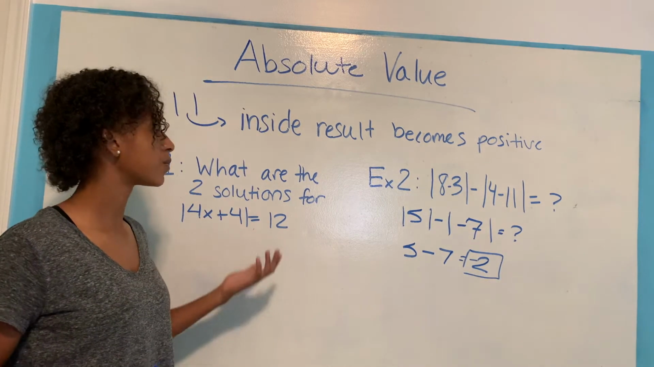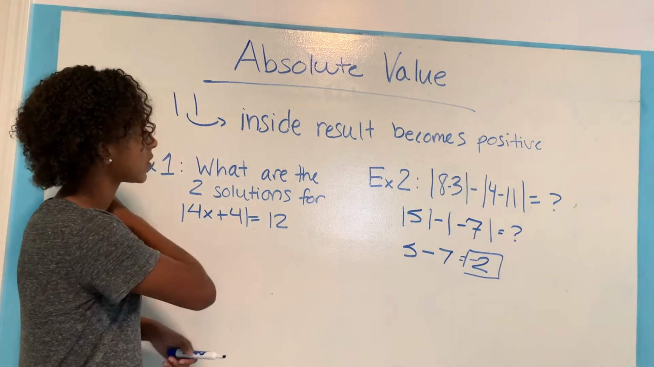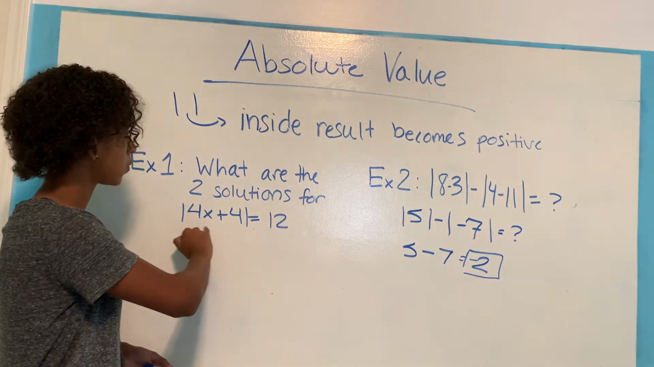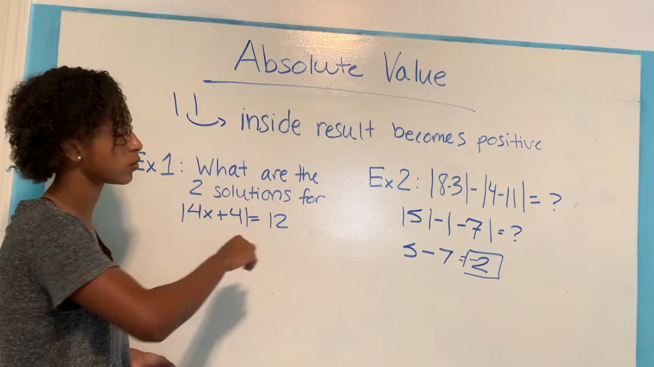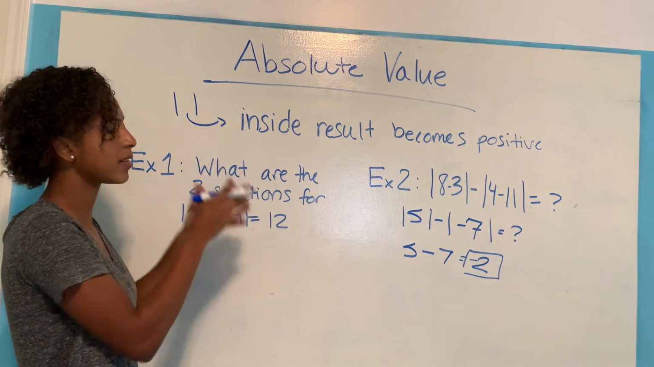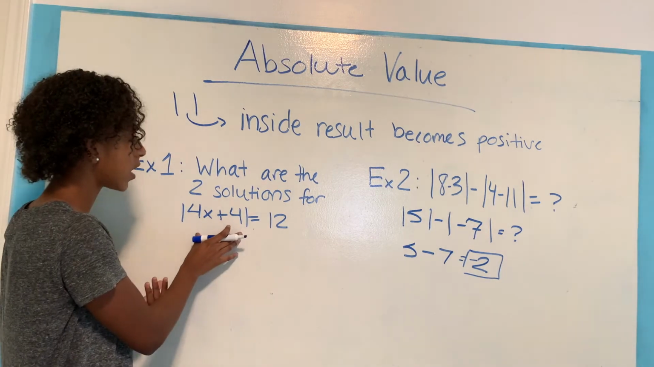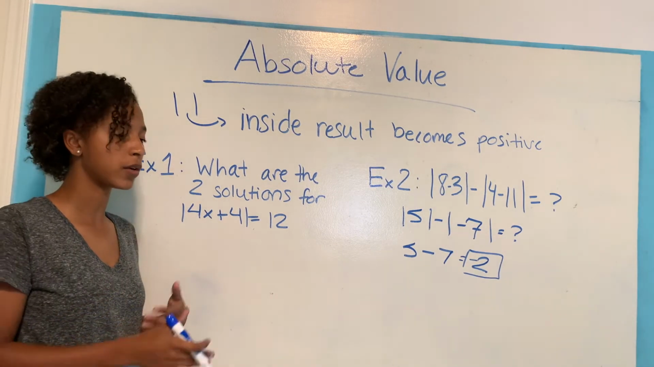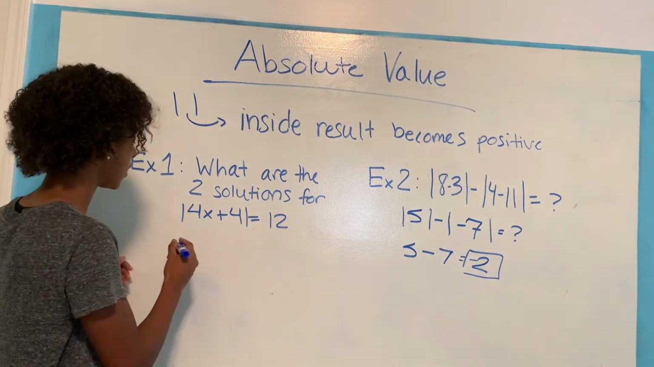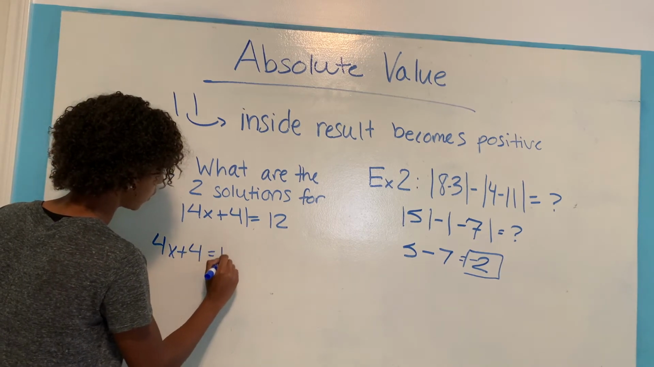This is another example of a question that you'll see a lot of the time on the SAT and ACT. What are the two solutions for, in absolute value bars, 4x plus 4, equals 12? Remember what I said about how the inside result has to become positive. If you know that this inside result will eventually become 12, whether it's negative or positive at the end, you would set it equal to 12, so 4x plus 4 equals 12.